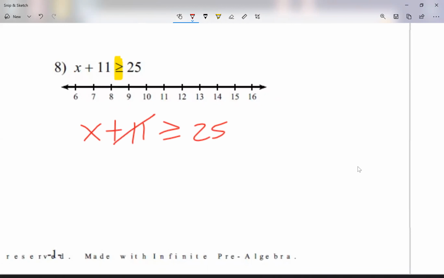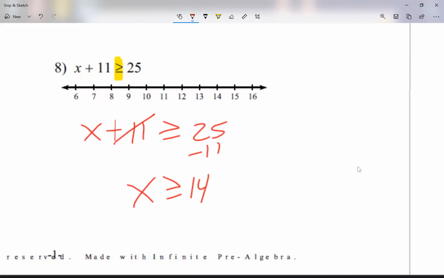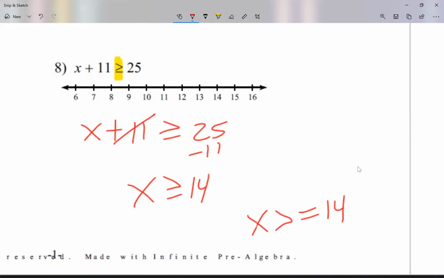My plus 11, I'm going to move it to the other side as a -11. Don't forget to switch the sign. I'm going to have that x is greater or equal to 14. Right? 25 minus 11 gives me 14. If I have to solve it, that's it. Like x is greater or equal to 14. The way you type this, remember, x greater or equal to 14. That's how you're going to type it.